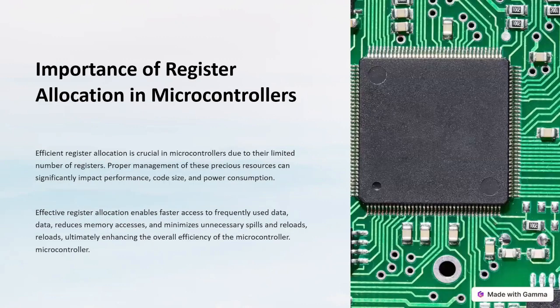Importance of register allocation in microcontrollers. Efficient register allocation is crucial in microcontrollers due to their limited number of registers. Proper management of these precious resources can significantly impact performance, code size, and power consumption. Effective register allocation enables faster access to frequently used data, reduces memory accesses, and minimizes unnecessary spills and reloads, ultimately enhancing the overall efficiency of the microcontroller.